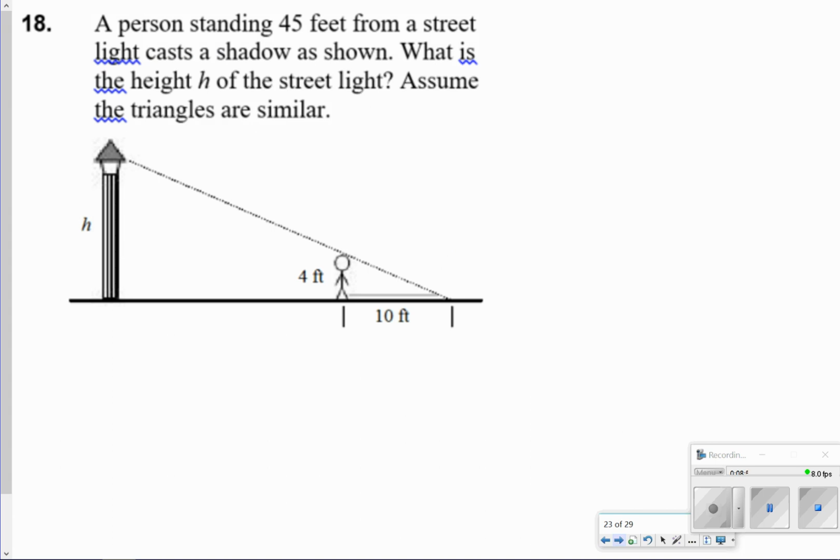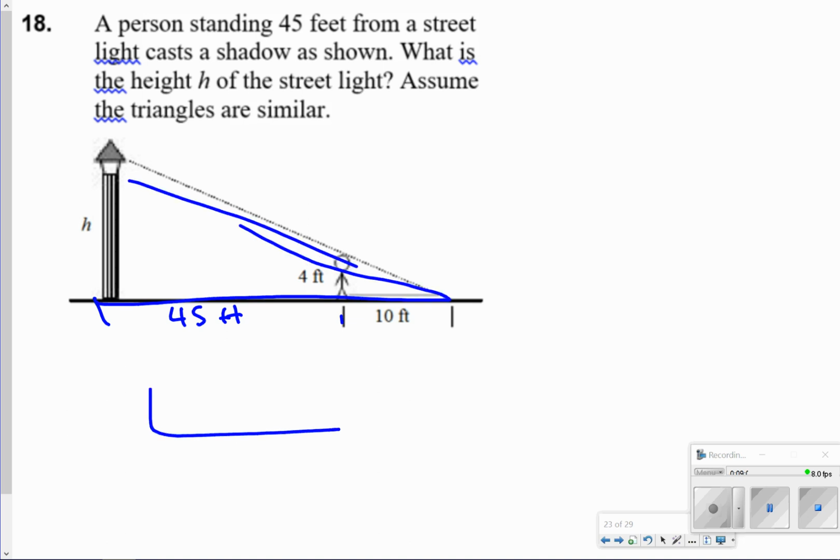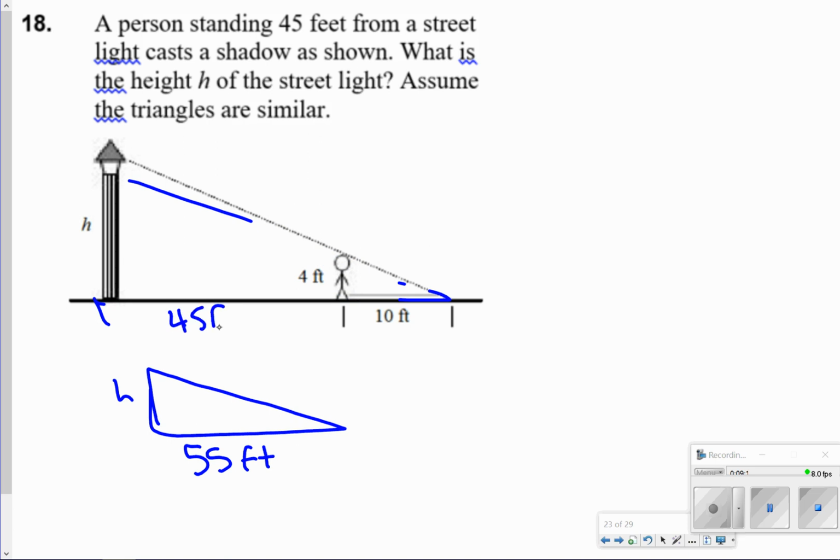Okay? For number 18, you need to think about these as two separate shapes. A person standing 45 feet from a street light. So from street light to person is 45 feet. I know if I keep going, I'm going to make that larger triangle. So that whole entire side is actually going to be 55 feet, and I don't know the height. What I do know is that the smaller triangle is a 4-foot person and 10-foot shadow. So then I can start finding my proportion.